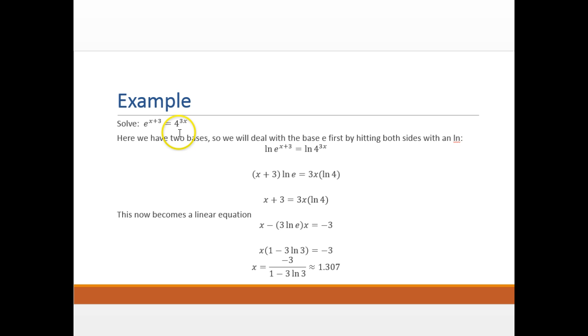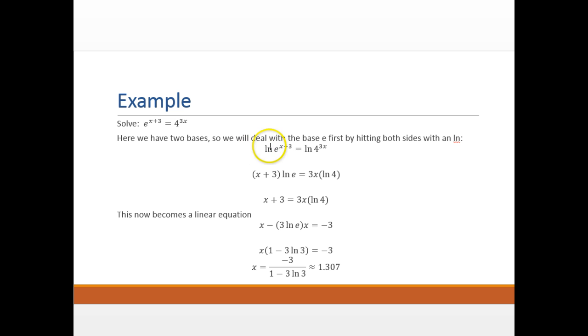Now we occasionally get a situation that's really ugly where we get multiple bases. We have e to the x plus 3 equals 4 to the 3x power. In this case we have two different bases. So we're going to choose to deal with the base e first just because we have base e on our calculator. It may wind up being a little bit easier to work with. So I'll hit both sides with the natural log. I get natural log of e to the x plus 3 equals natural log of 4 to the 3x.